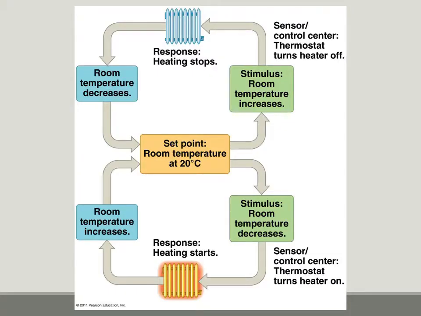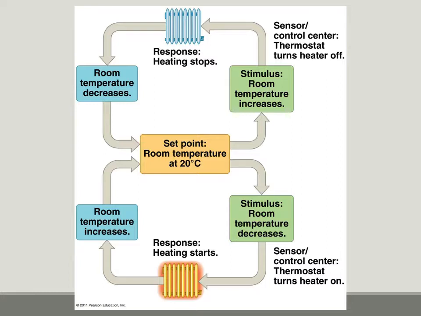The classic non-living example of negative feedback is temperature regulation, the control of a room temperature. So let's say we set the room temperature at 20 degrees Celsius. If the room temperature increases, there will be some type of stimulus, that is the actual temperature increasing. The sensor would be the thermostat, and it would send information to the control center to turn the heater off. In response to that, the heating will drop or stop, and the room temperature will decrease.